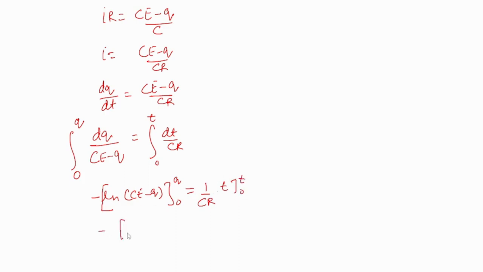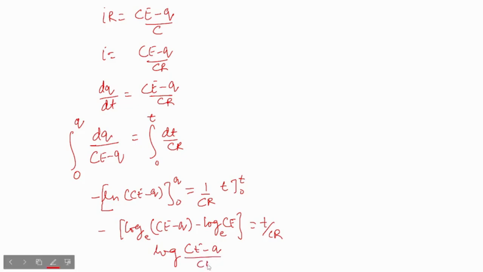This will be minus log(CE minus q) minus log of CE, all these are base e, equals t upon CR. This is basically a simple rearrangement. So log of (CE minus q) upon CE, base e, is equal to minus t upon CR.